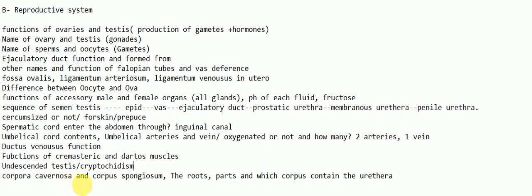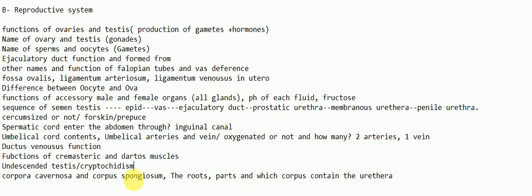Last thing here is corpora cavernosa and corpus spongiosum. As we know, the penis contains 2 corpora cavernosa and 1 corpus spongiosum. The root of the 2 corpora cavernosa is called crus, C-R-U-S, while the root of the corpus spongiosum is called the bulb.